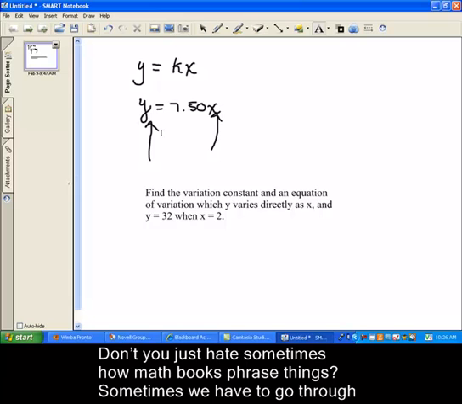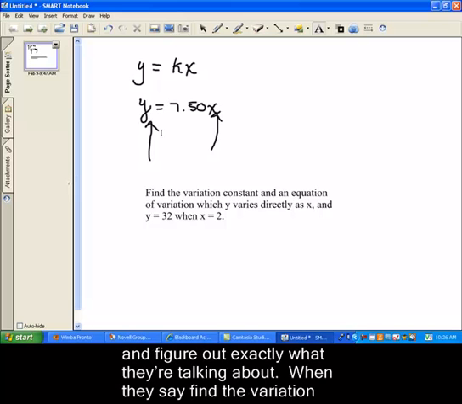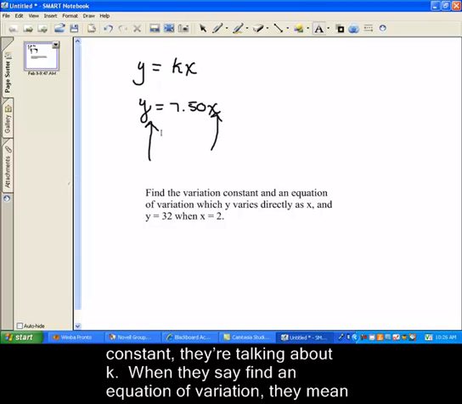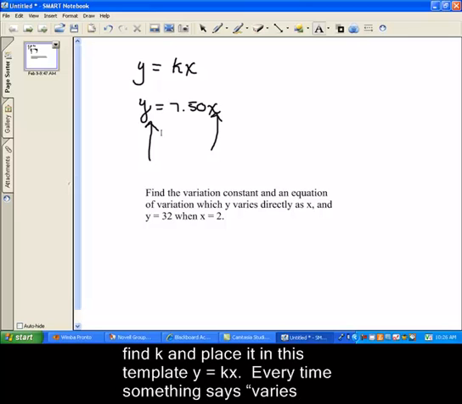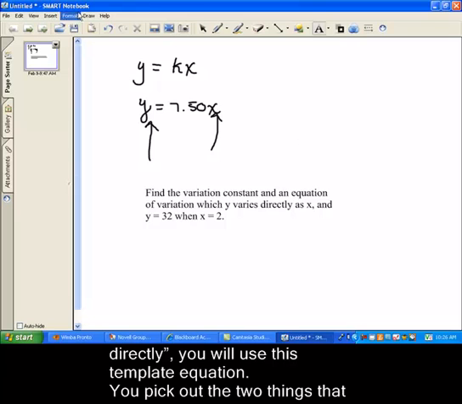Don't you just hate sometimes the way math books phrase things? So sometimes we have to go through and figure out exactly what they're talking about. When they say find the variation constant, they're talking about K. When they say find an equation of variation, they're talking about find K and place it into this template, Y equals Kx. Every time something says that it varies directly, which this one does, you will use this template equation, the Y equals Kx.